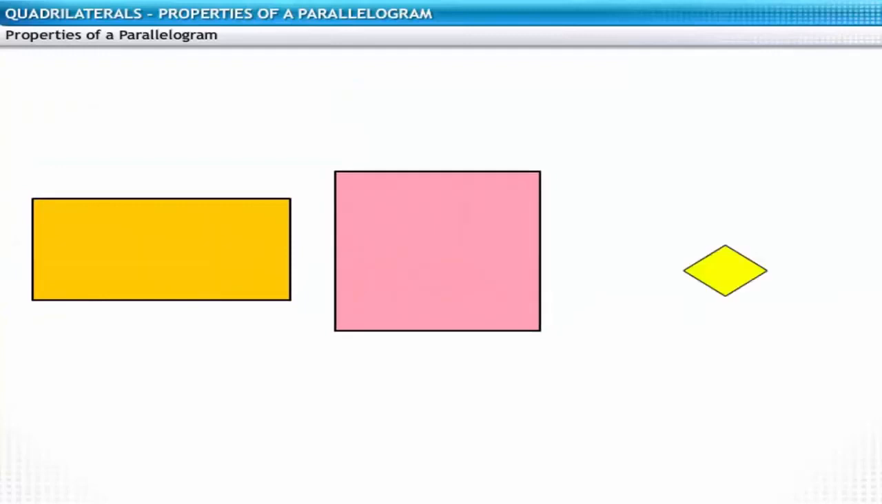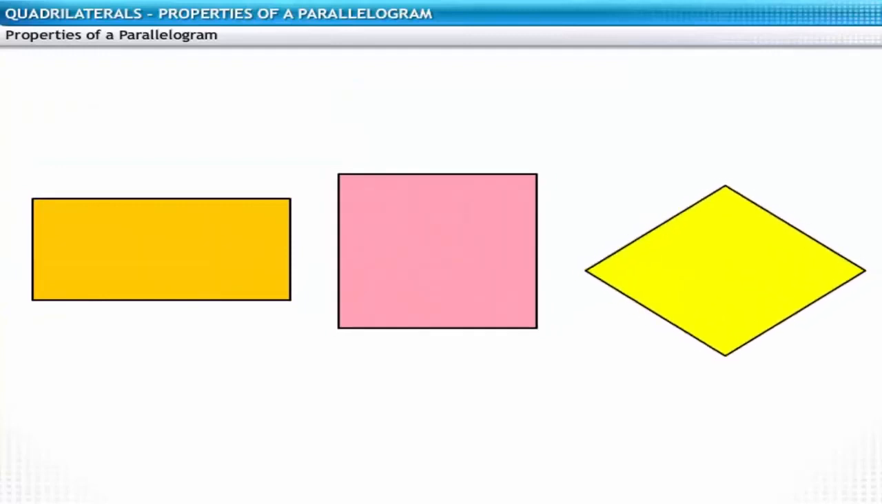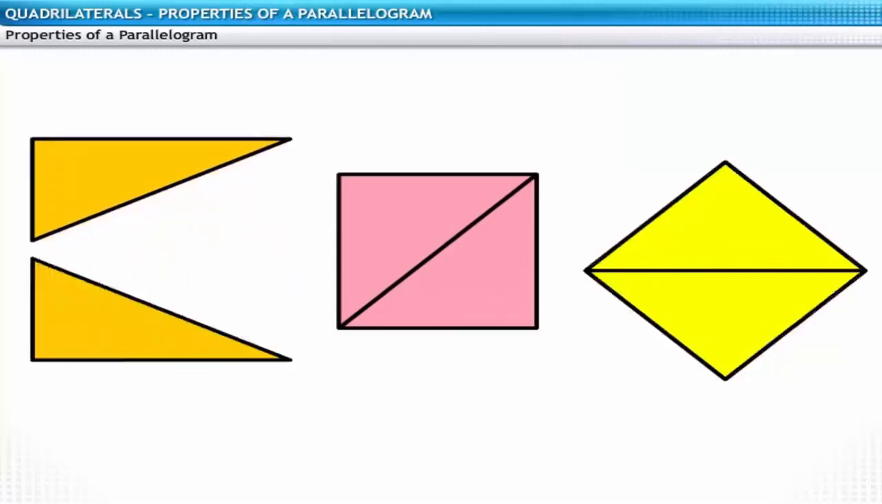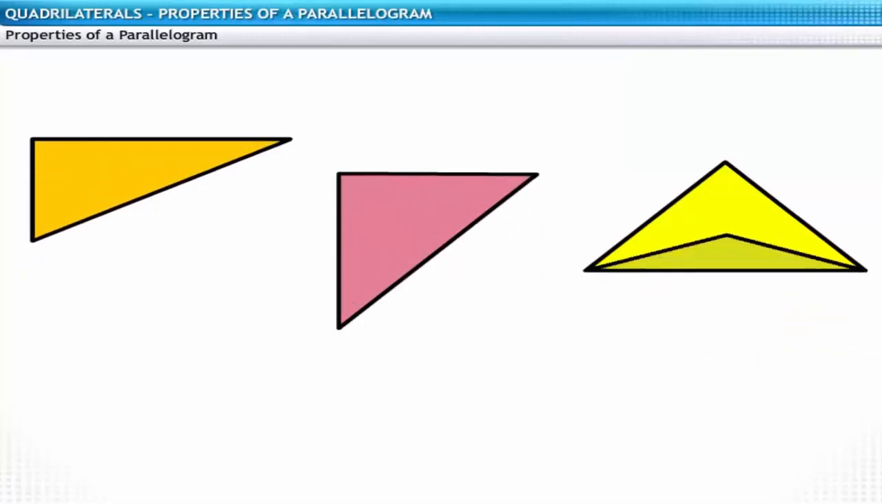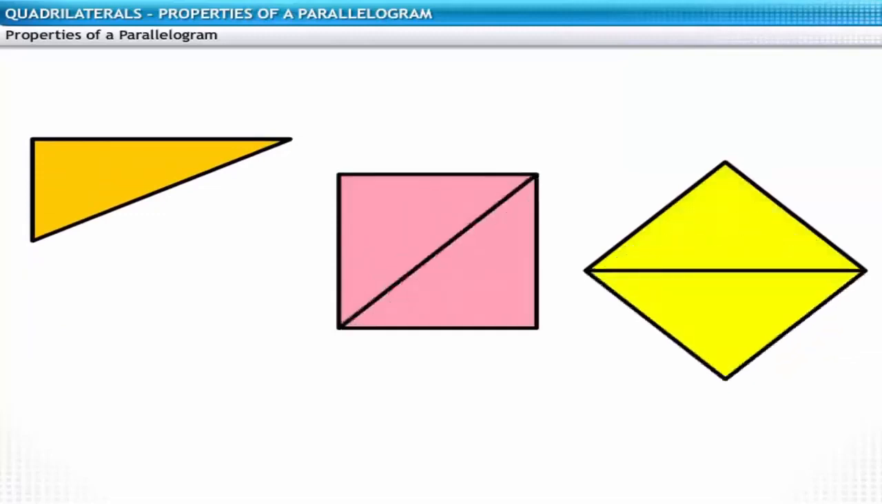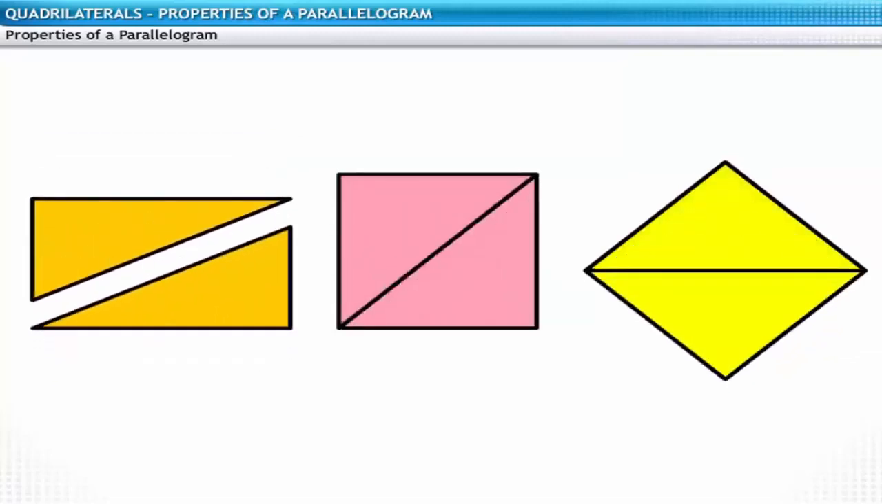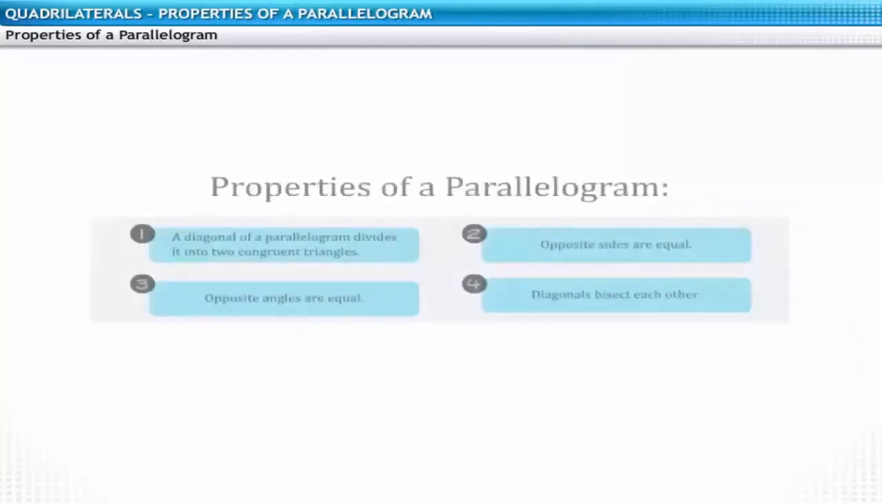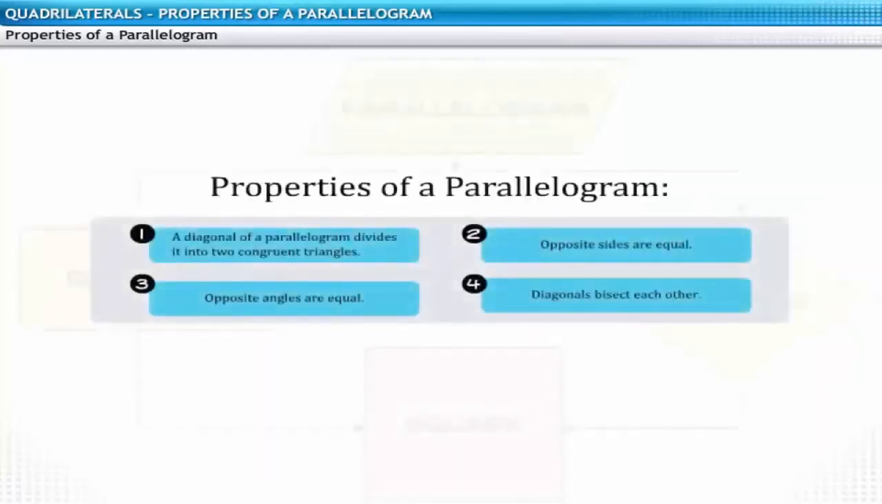Now, let's check that the properties of a parallelogram also hold true for rectangles, rhombuses, and squares. Let's draw any one of their diagonals. You will notice that in each case, a diagonal divides it into two congruent triangles. Thus, all the properties of a parallelogram hold true for rectangles, rhombuses, and squares.